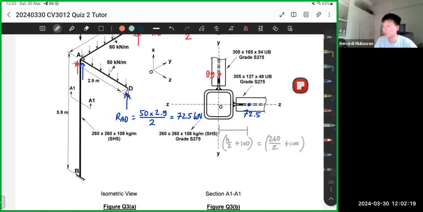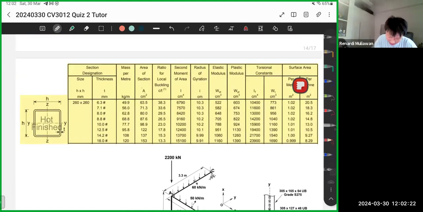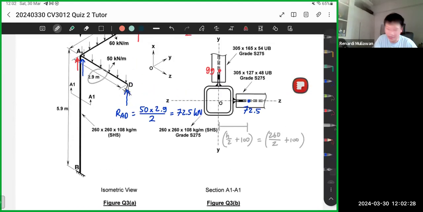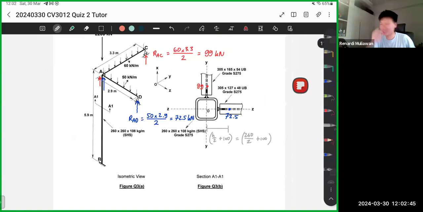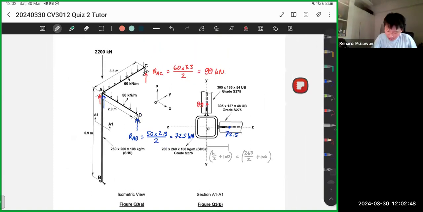Actually, by right, you need to check this. So it's 260, it's not 2.9. It's not this length. This length is only useful to find the loading. Just for you to take note. But eccentricity, we still use this value. That's why I put this question here, just in case. So E equals h over 2 plus 100. This h is 260.